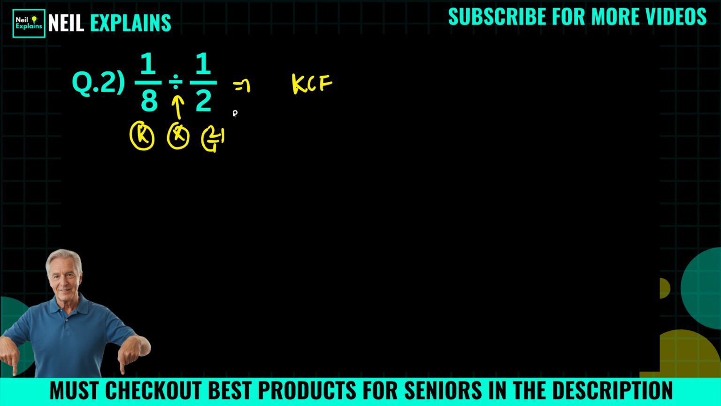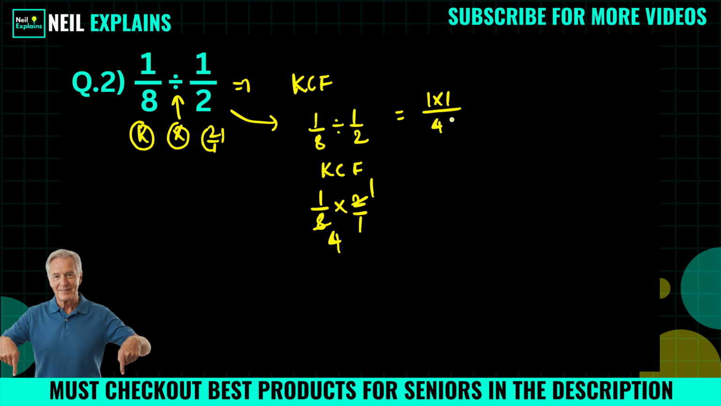Okay, so we will write here our question again, like 1 by 8 divided by 1 by 2. When we apply the KCF here, we will keep 1 by 8 as it is, and this division is changed to multiplication, and we will write 1 by 2 as 2 by 1. Simply 2 times 4 is 8, or you can say 1 times 1 and 4 times 1, which equals to 1 by 4. This is the right answer.